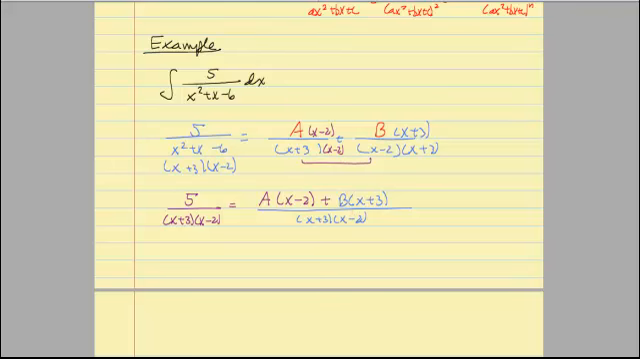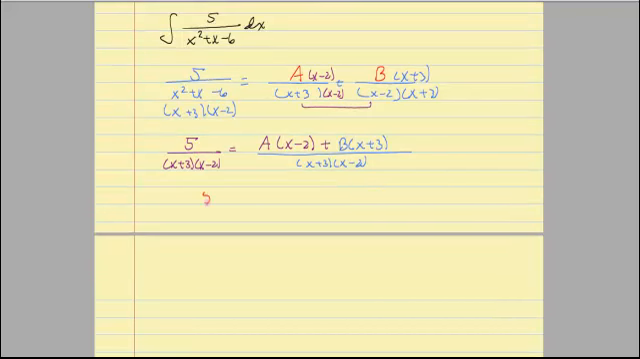Now if you notice, we have an equal sign here. Because I have this equal sign, this is an equivalent statement, and the denominators are equal. If the denominators are equal, I can ignore the denominator and equate the numerators and work with that in order to find those values of a and b. So I come up with this new equation: 5 equals ax minus 2a plus bx plus 3b.